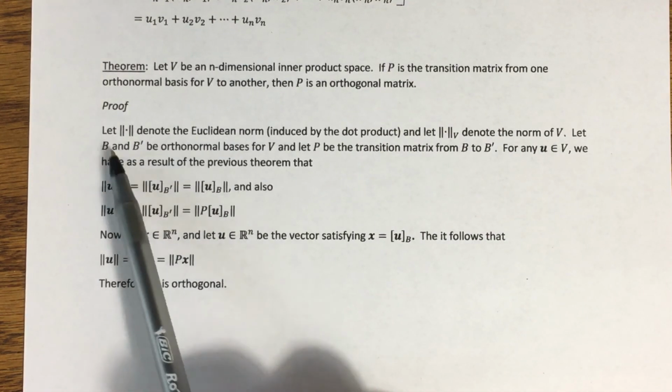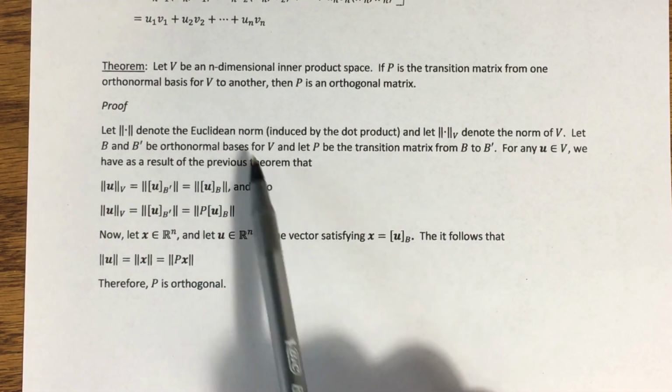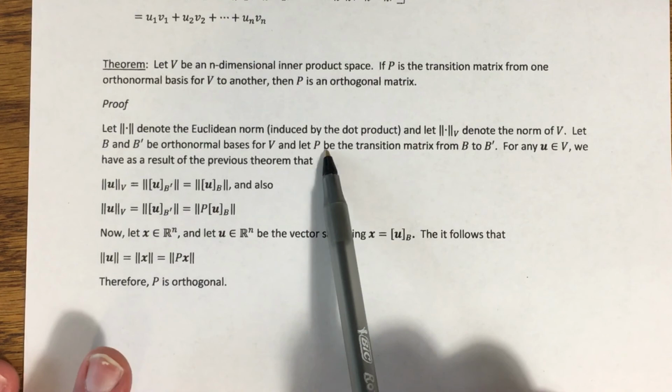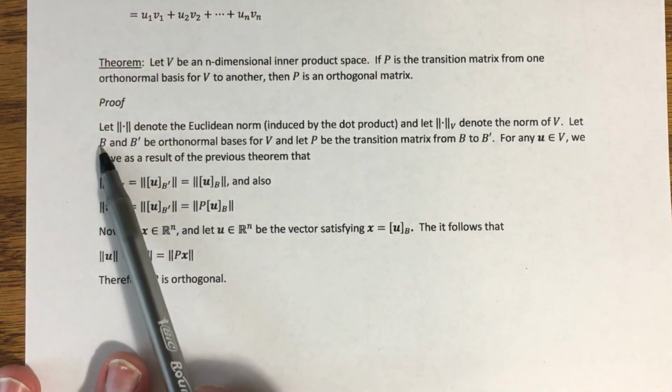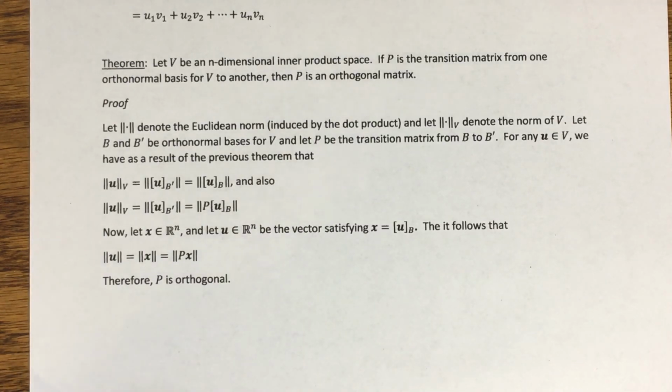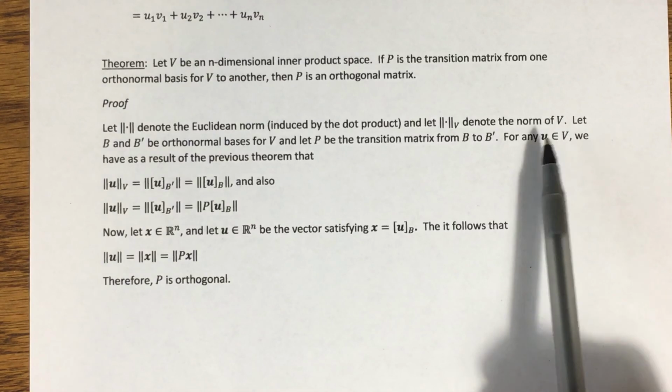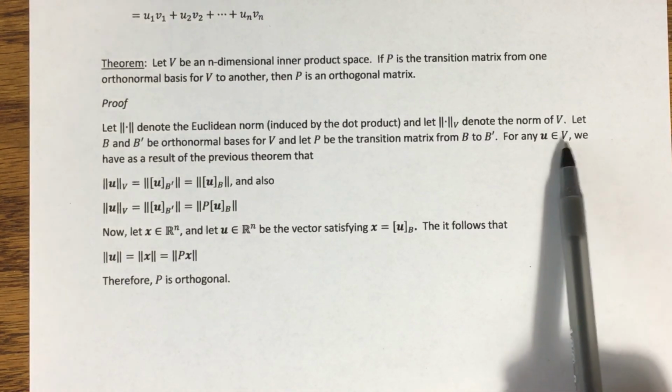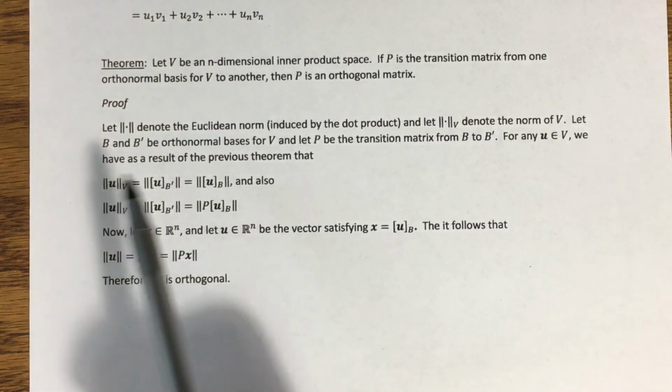I'm also going to let B and B prime be orthonormal bases for V, and P is going to be the transition matrix that takes us from basis B into basis B prime. This is from chapter 4, where we talk about transition matrices for change of bases. Now, I'm going to let U be any vector in V, and we're going to start using that previous theorem.